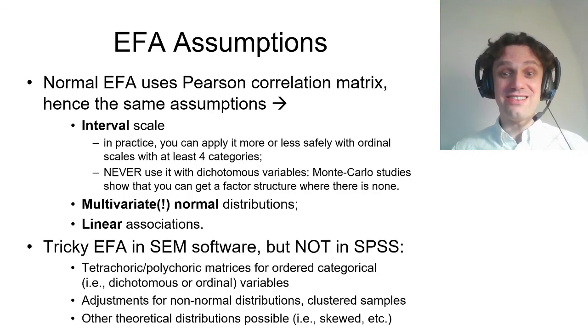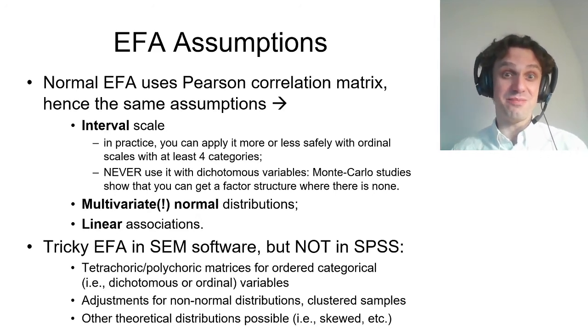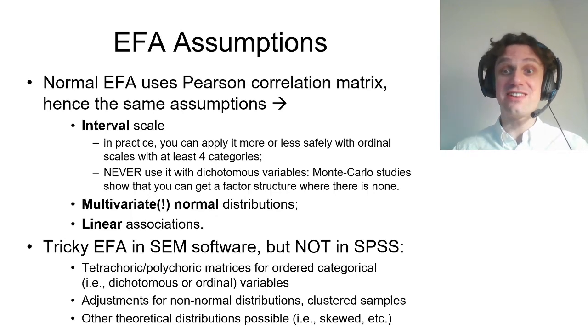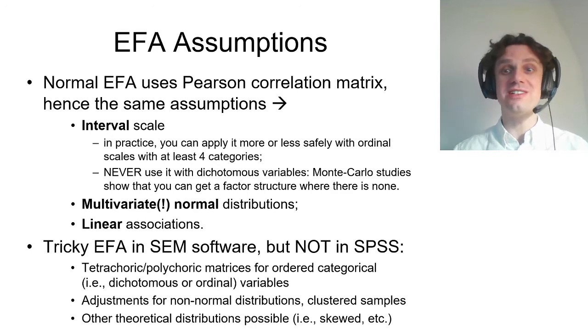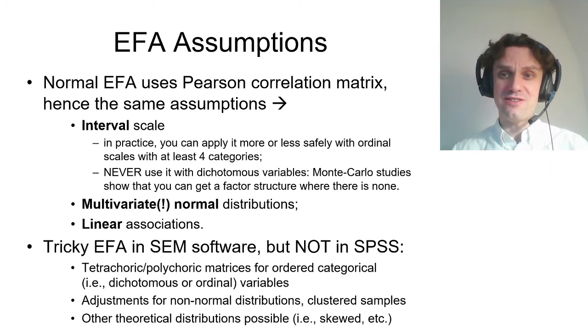So what are the assumptions of exploratory factor analysis? Basically, it takes a correlation matrix, and it's a Pearson correlation matrix normally in most statistical packages. That's why the same assumptions apply: interval scale, multivariate normality, linear associations. Of course, people have been applying exploratory factor analysis to data that are not perfectly normal, not perfectly interval scale, and research has found that if your ordinal scale has approximately normal distribution, and if you have at least 4 or 5 categories in that scale, then you can just apply good old standard exploratory factor analysis and not really worry much about it.